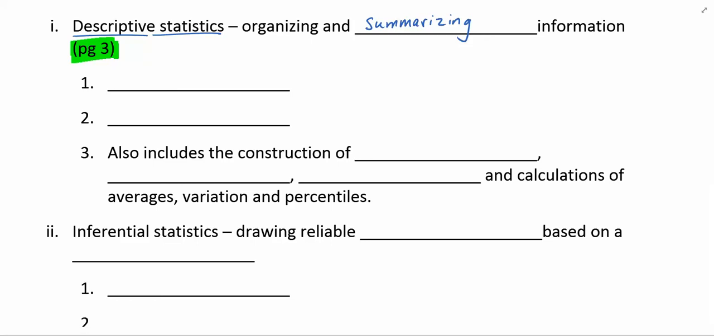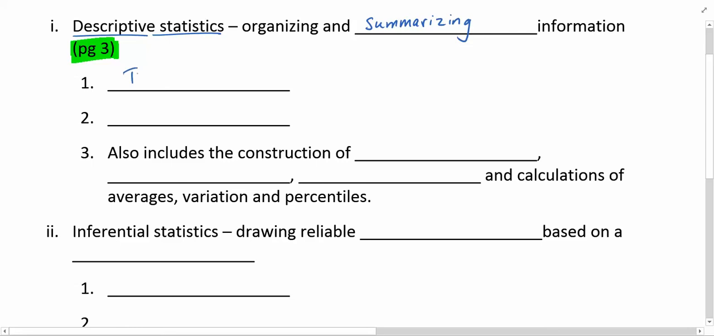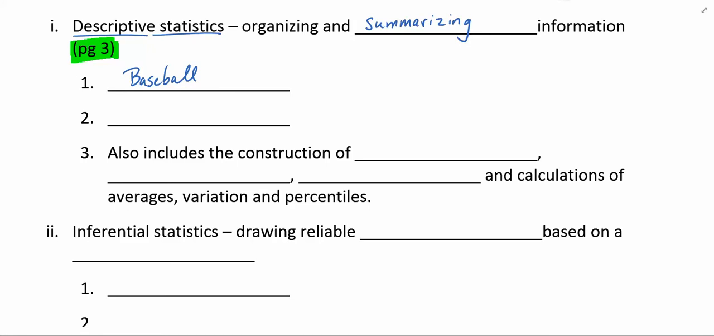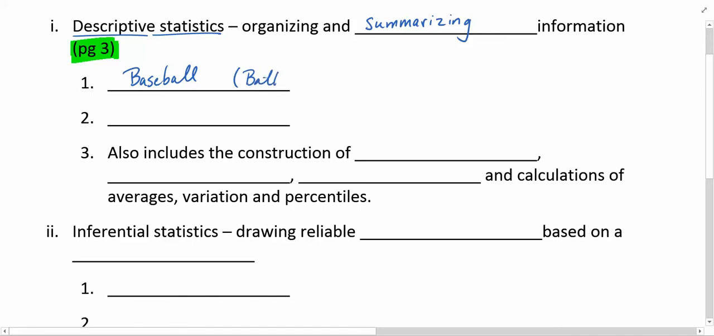One example of descriptive statistics is used in the sport baseball. If you're at all familiar with that game, you know that statistics are used all the time. Some statistics that are frequently shown are players' batting average, or on-base percentage, among others. There are many different types of descriptive statistics found in baseball.